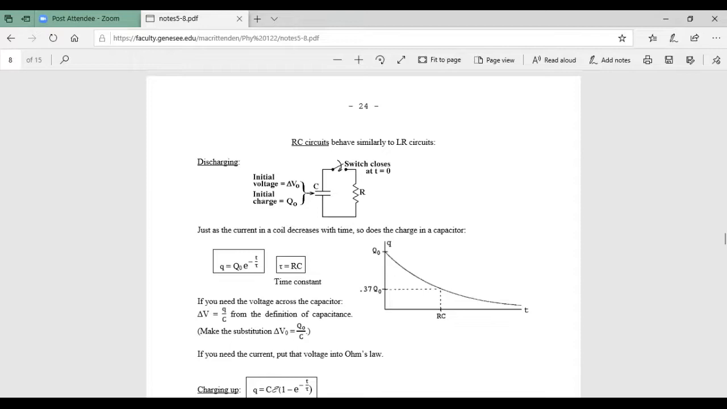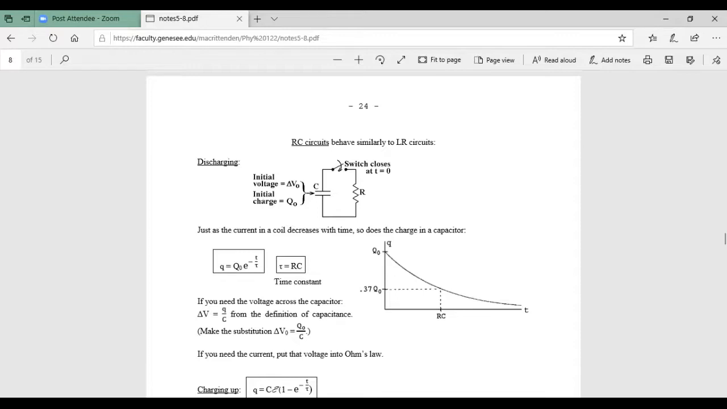If you ask the question, how long does it take the capacitor to discharge? That's not a very good question, because taken literally, the answer is always forever. But how long does it take to get down to 37% of the original charge? That's a question that you can give a very clearly defined answer to. That amount of time is equal to R times C.